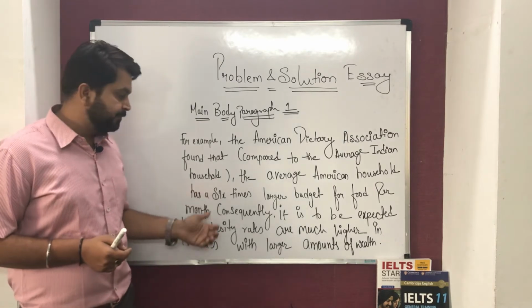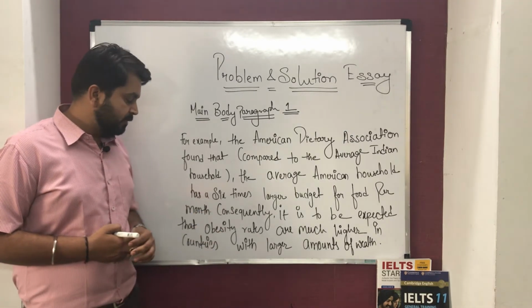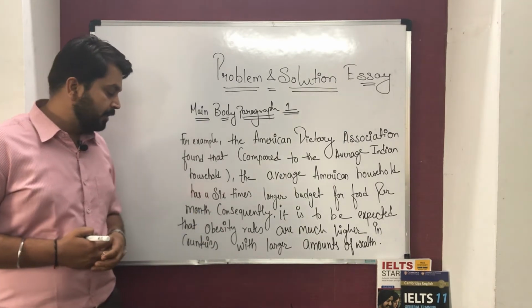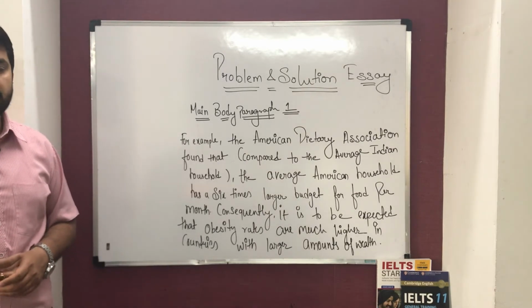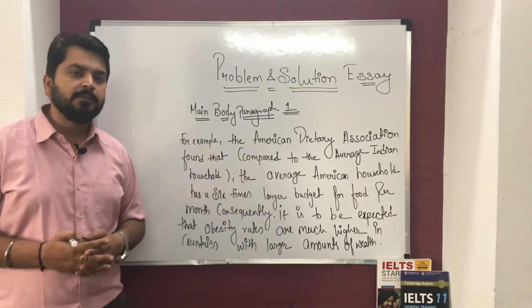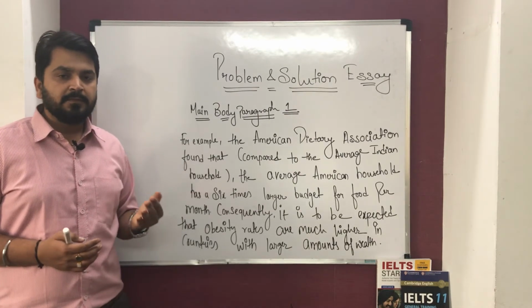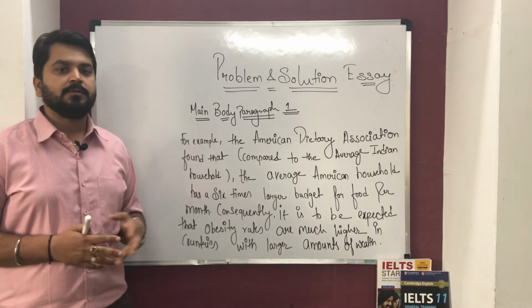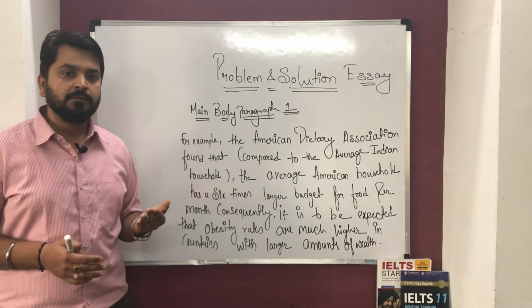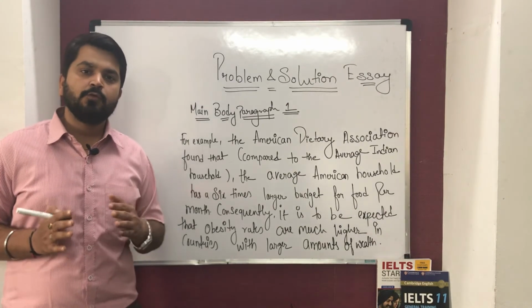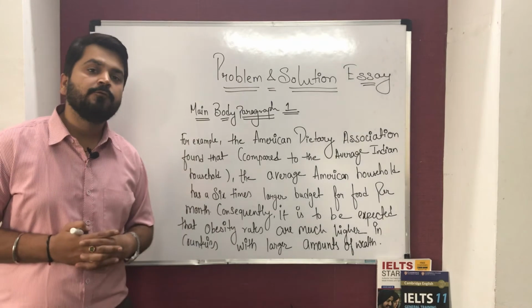It's an example. Consequently, it is to be expected that obesity rates are much higher in countries with larger amounts of wealth. Okay, thus it proves that obesity is a major problem in developed countries because they spend more money on food and a larger portion of their budget goes to fast food. They consume more fast food.